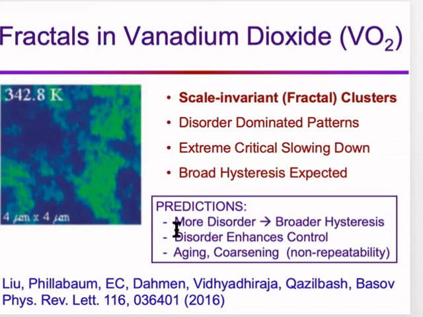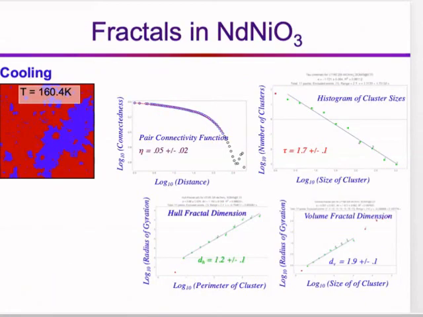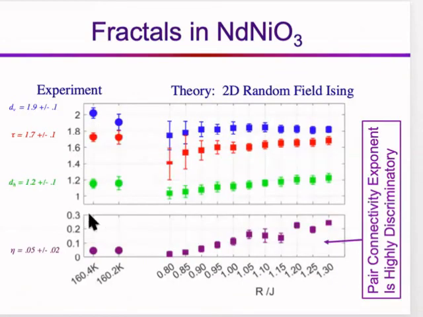Some of our predictions include that adding more disorder to the system should broaden hysteresis, at least at first. Disorder also gives you another knob to control the material. There should be aging and coarsening going on. And since I'm out of time, I'll skip that and simply end here.